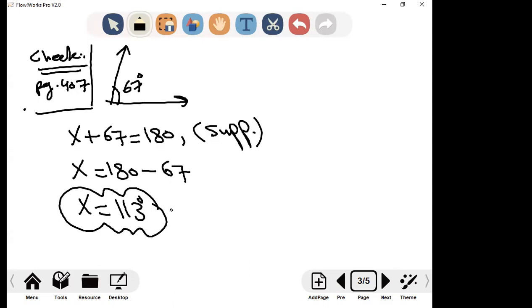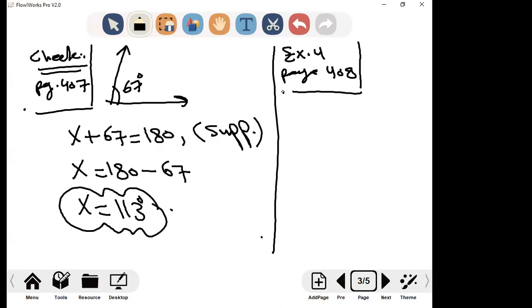Done, guys? Yeah, let's go to example 4. Example 4, page 408. Let's see the example together. In example 4, we have this blue line. See them? We have this angle here, 80, and beside it, 10x, right?